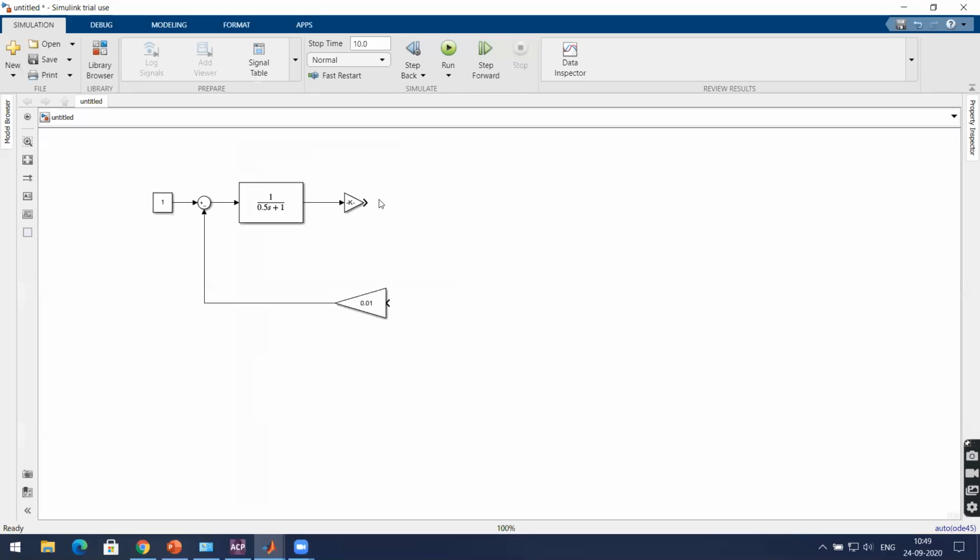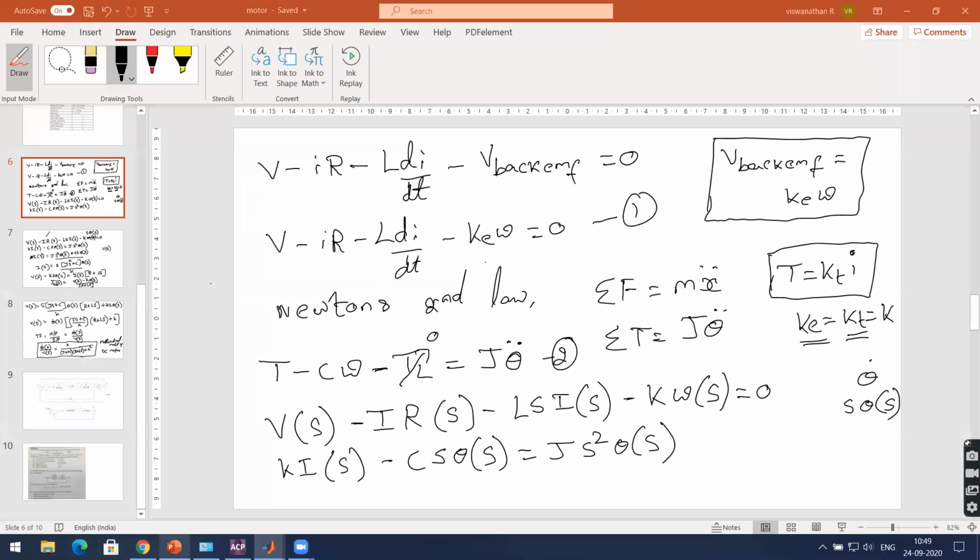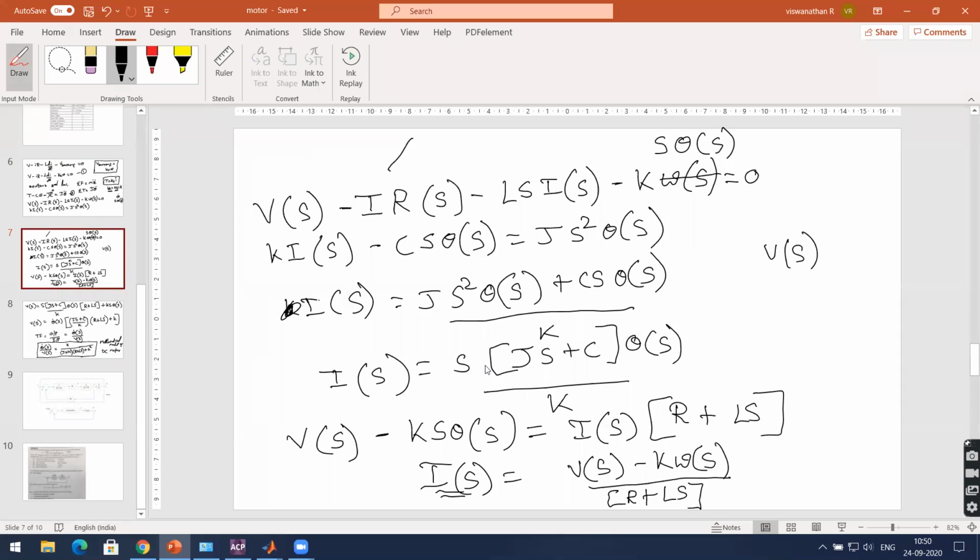Torque is equal to, what is this? See here. So this is torque. K into I of S is the torque. If you multiply this K here, this becomes torque. K into I of S is torque, and it is equal to S into Js plus C into theta of S. S into theta of S is omega.